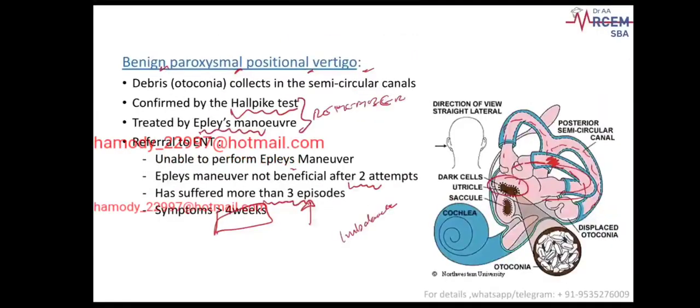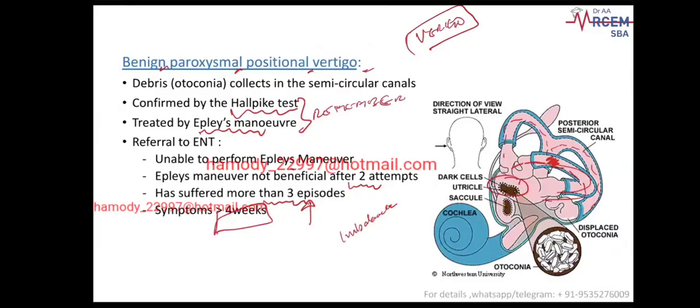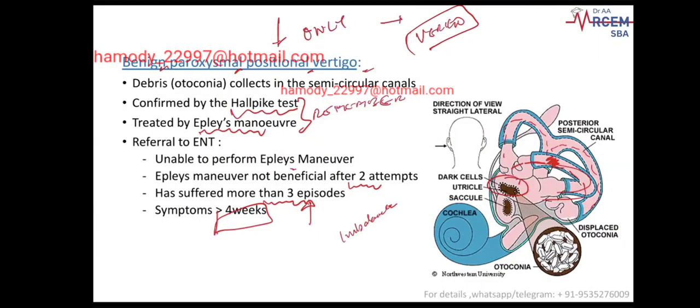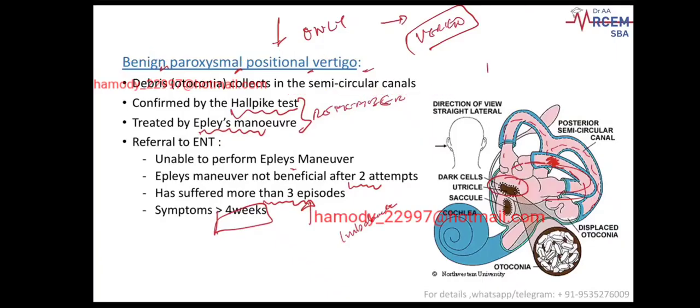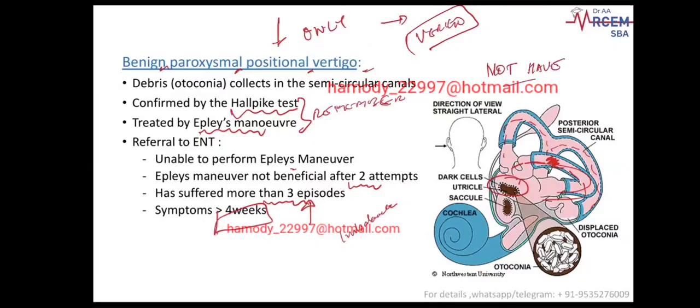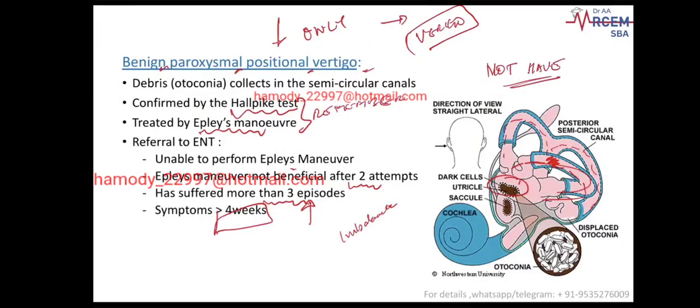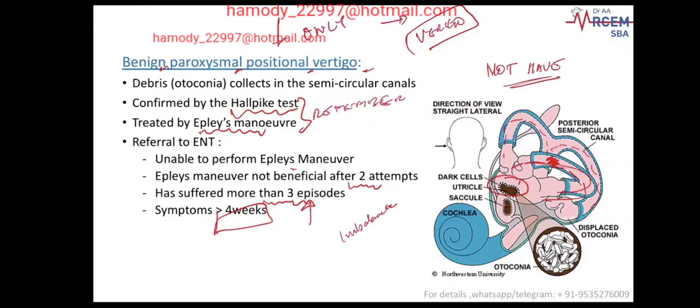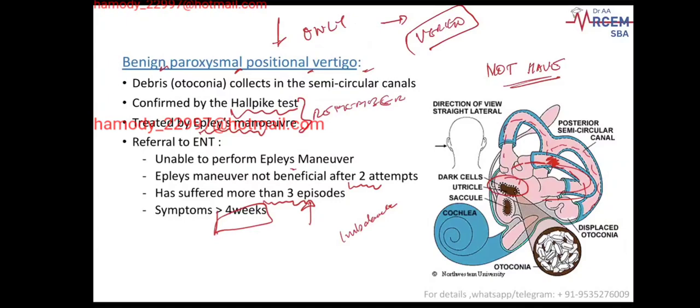How do these patients usually present? It's vertigo, so vertigo symptoms will be there. But it is positional. Only in certain positions will he have vertigo. In some other positions, he will not have vertigo. He'll be completely fine, not have vertigo at all. Remember that. Only in certain positions. When I turn to the left side, I have vertigo. When I turn to the right side, it completely disappears. That is the classical presentation. That's why it is known as paroxysmal.